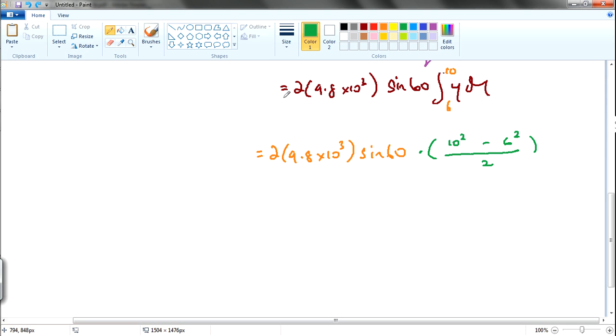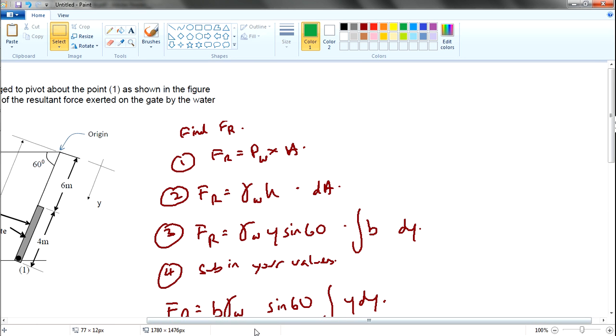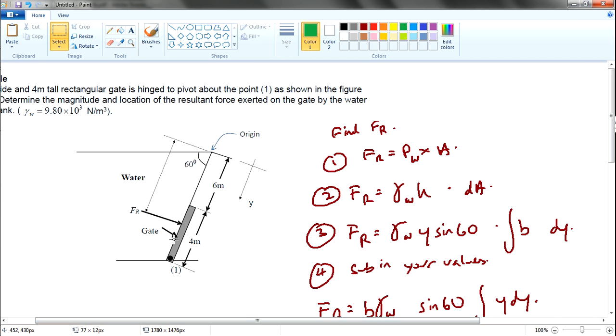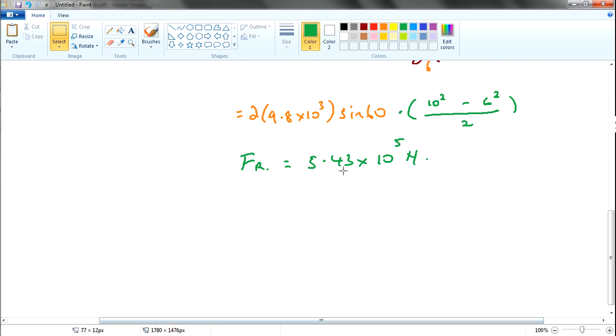So this is a simple integration. And then we just keep this portion the same, and therefore you just work it out. You eventually get your values. So you work it out, and you have the resultant force. Fr, perpendicular to the gate itself, is 5.43 times 10 to the power 5 Newton. It may have some variation from the actual calculation, but this is the answer.